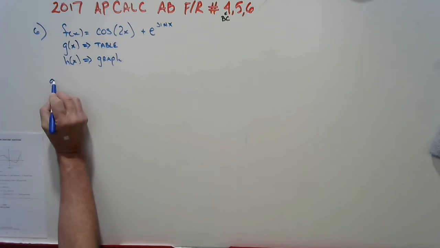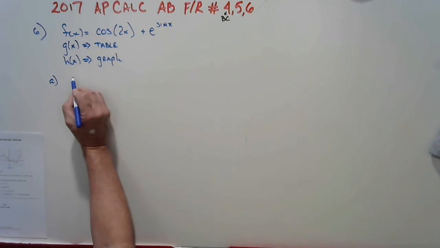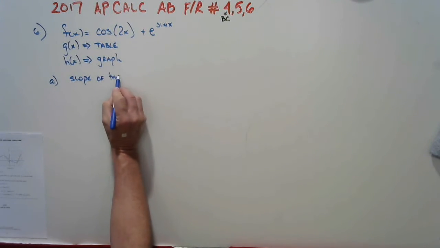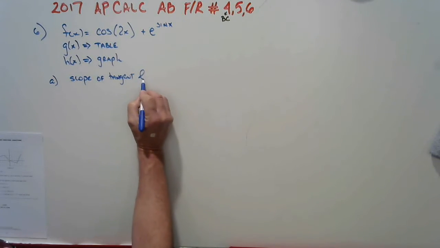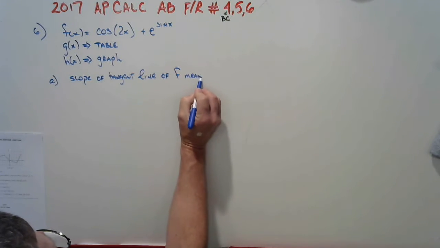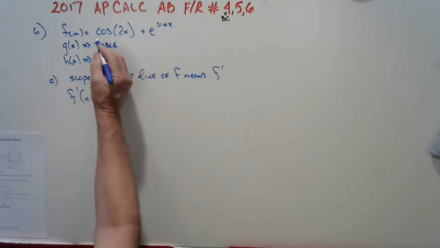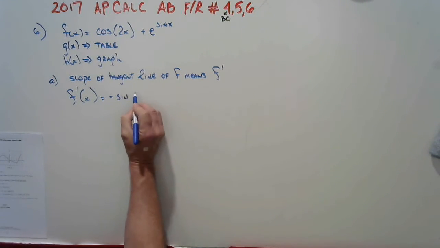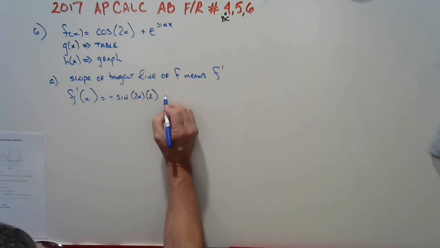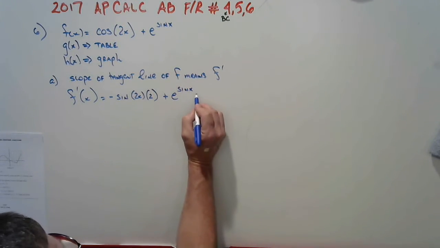So part A says, find the slope of the tangent line to the graph of f. So we want the slope of the tangent line. Well, that's a derivative. So we want to find f prime of x. Well, we can all take the derivative of cosine. We get negative sine of 2x times the chain rule. The derivative of what's inside is 2. The derivative of e to the sine x is, of course, e to the sine x times the derivative of sine, which is cosine.